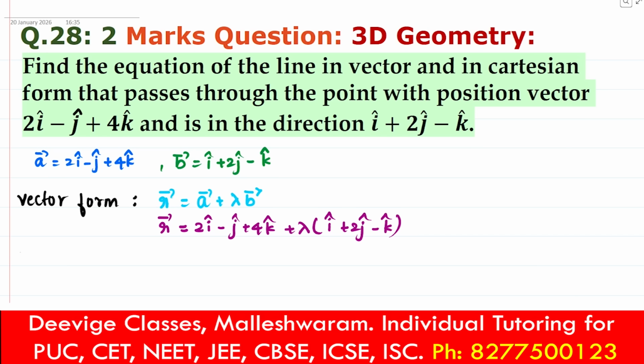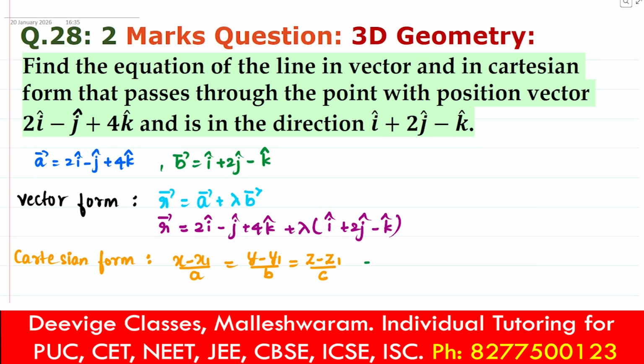Now the Cartesian form of the equation is (x minus x1)/A = (y minus y1)/B = (z minus z1)/C. So now we have to substitute the values of x1, y1, z1 and A, B, C, where x1, y1, z1 is nothing but vector A, and A, B, C is nothing but vector B.